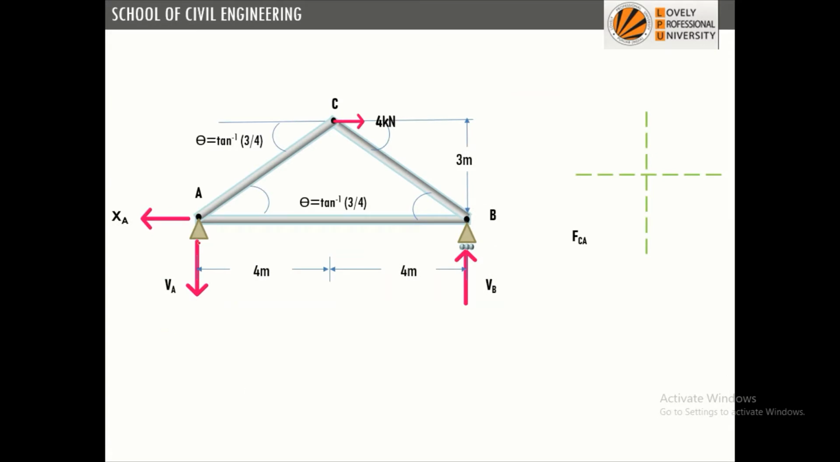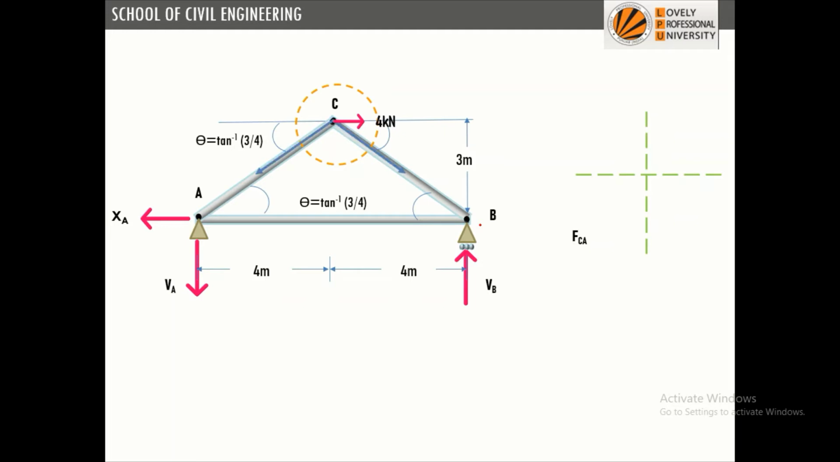As you can see, joint A has two reactions because it is hinged, whereas joint B is a roller support, so only one reaction will be there. We will use the method of joints. In that we have to use two equations of equilibrium, that is sigma Fx is equal to 0 and sigma Fy is equal to 0.